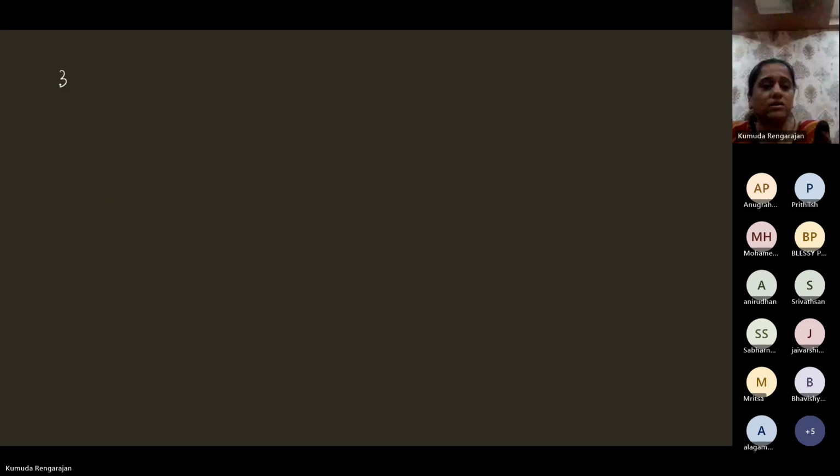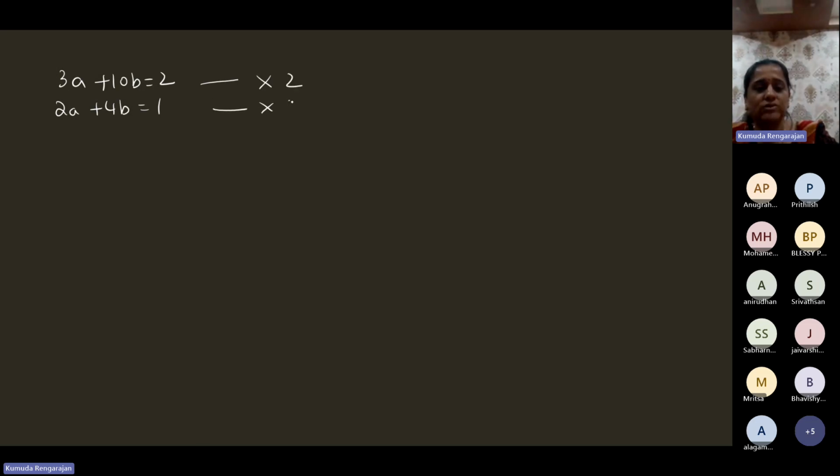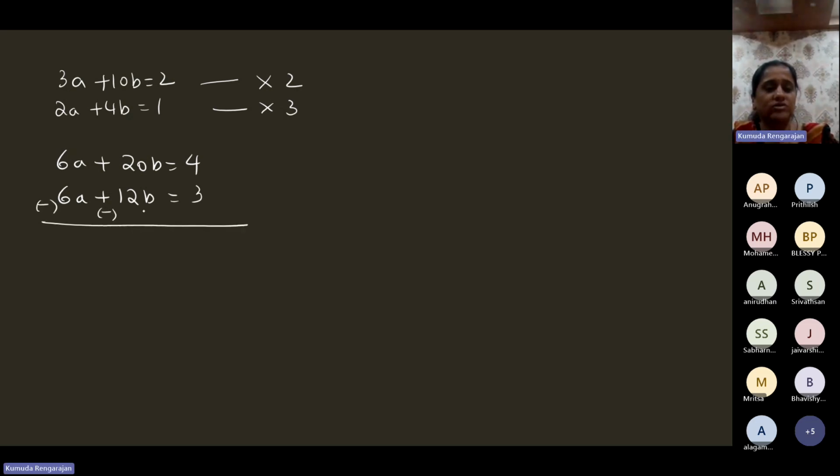3a plus 10b is 2. And 2a plus 4b is 1. So what do we have to do? Multiply this equation with 2. This one by 3. So we have 6a plus 20b is equal to 4. 6a plus 12b is equal to 3. Change the signs throughout in the second equation. 6a cancels. 8b is equal to 1. b is equal to 1 by 8.